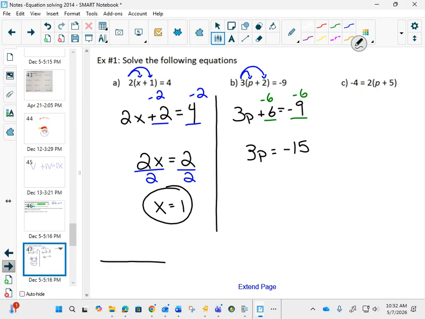Think about the number line. Here's 0. 1, 2, 3, 4, 5, 6. Here's minus 6. Minus 9 means we have to go back that way. You're going to end up at minus 15.